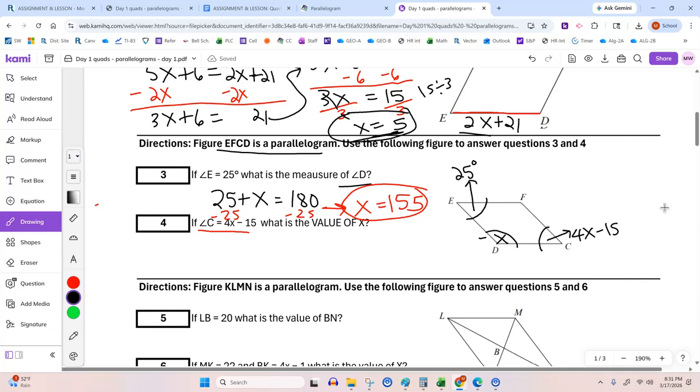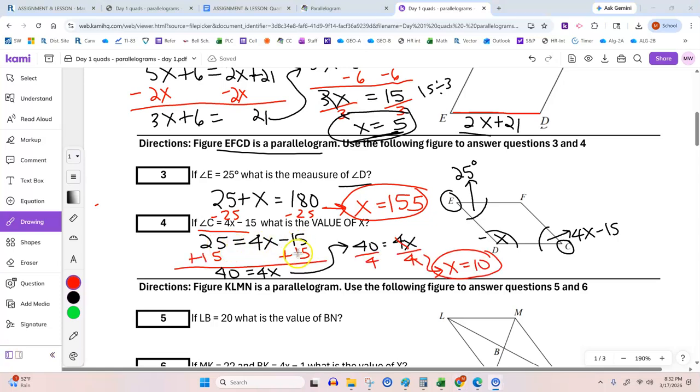Well, we know that this angle C and E are opposites, aren't they? So then we can just say that 25 is now equal to its opposite side, 4x minus 15. So then we can solve for x. So why don't you try to solve for x, pause the video, and come back and see what you get. And then I'll show you the solution.